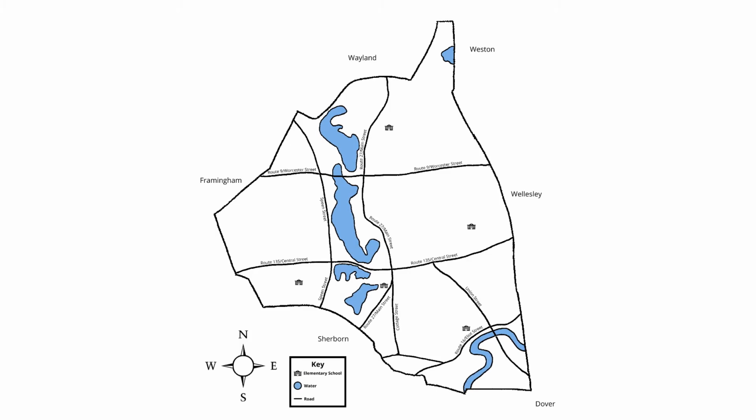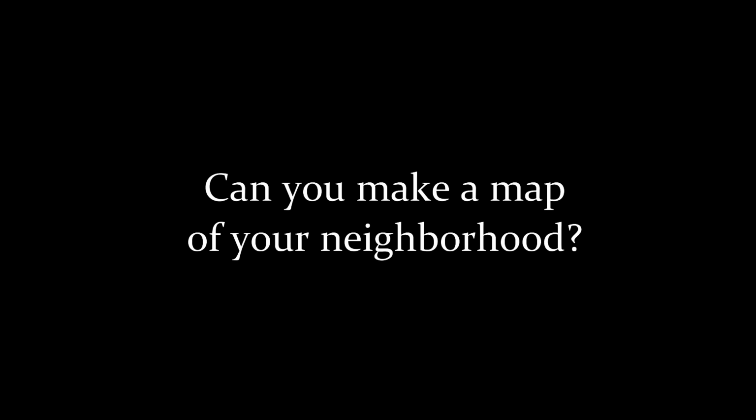I then finished the basic map by adding in labels for the major streets, names of neighboring towns along the border, a small school symbol for the 5 elementary schools around town, a key or legend to explain what the symbols, colors, and lines mean, and a compass to show the cardinal directions. Can you make a map of your neighborhood?